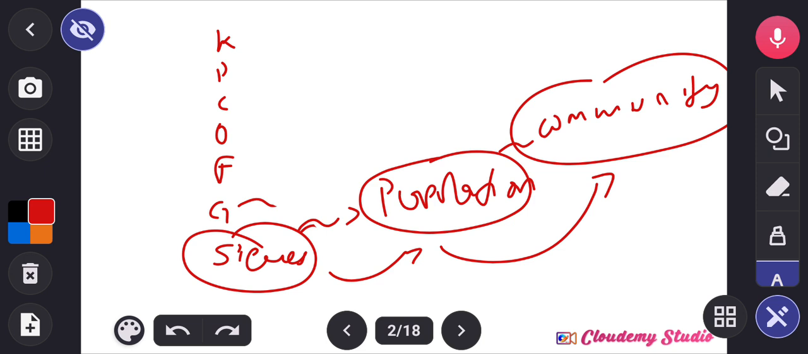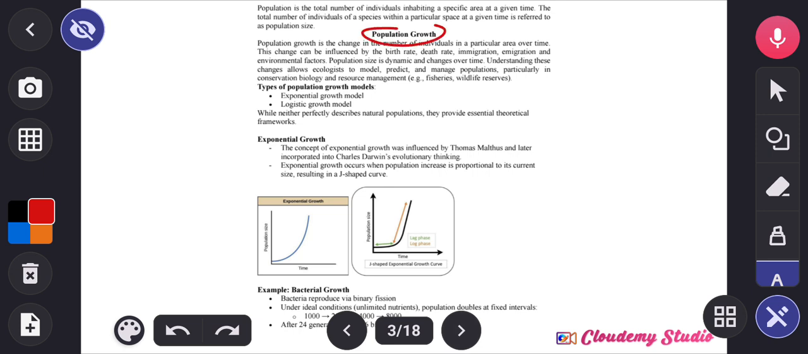Now, let's talk about what we are focusing on today, which is the overview of the models of population growth. Now, when we say population growth, we are talking about the change in the number of individuals in a particular area over time. We all know that population is the total number of individuals, right? So we are now asking how do they change in number over time? That is basically what population growth is. How are they changing over time? Is their number decreasing? Is their number increasing? You understand?